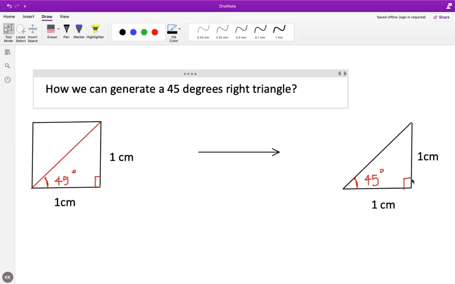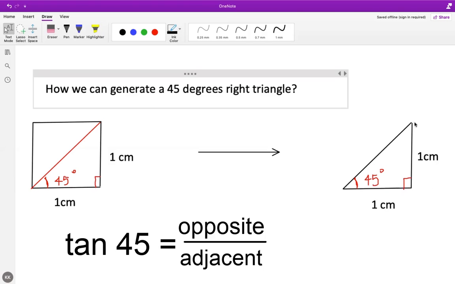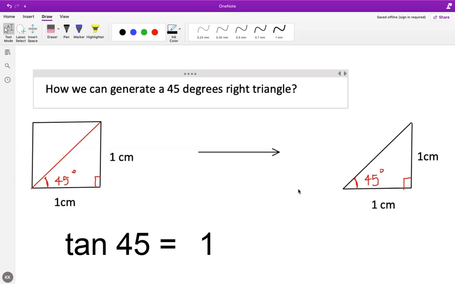The opposite and adjacent sides are the same, and cutting through this line doesn't change their value. So the first formula we can generate is tangent 45 degrees. What is the value of tangent 45 degrees, looking at the right image? Tangent 45 is opposite divided by adjacent, which is 1 divided by 1, which is also 1. So tangent 45 degrees equals 1. This is the first value we get from the right triangle.